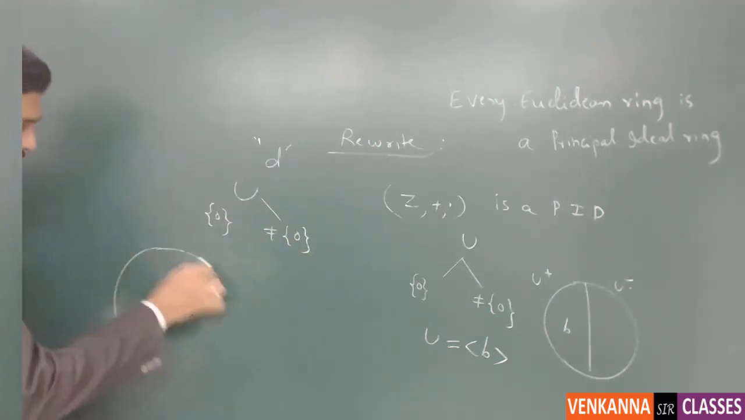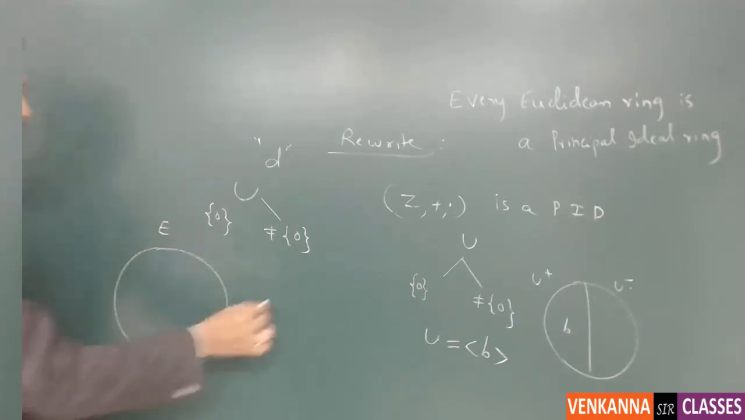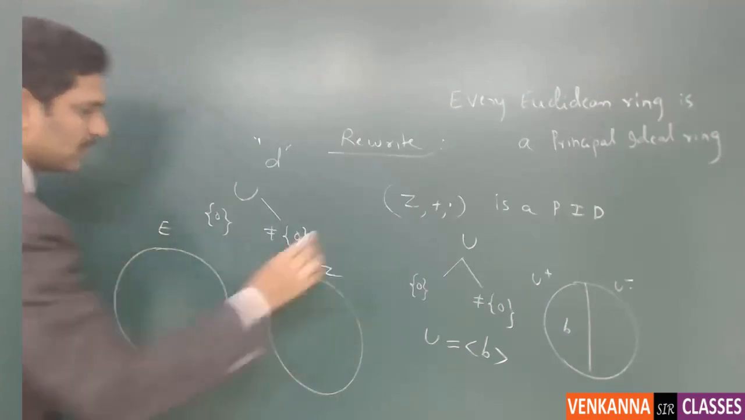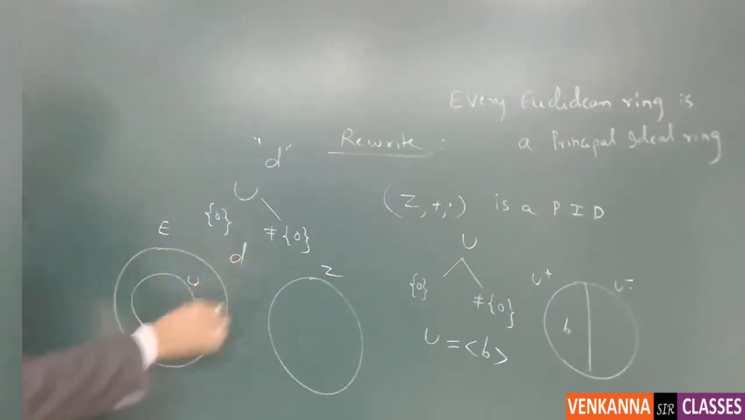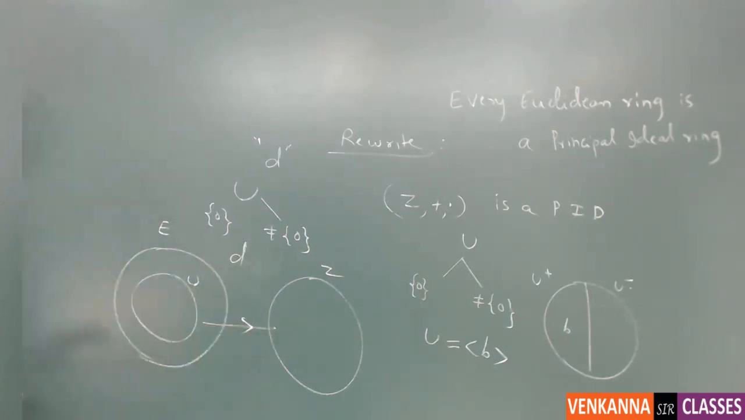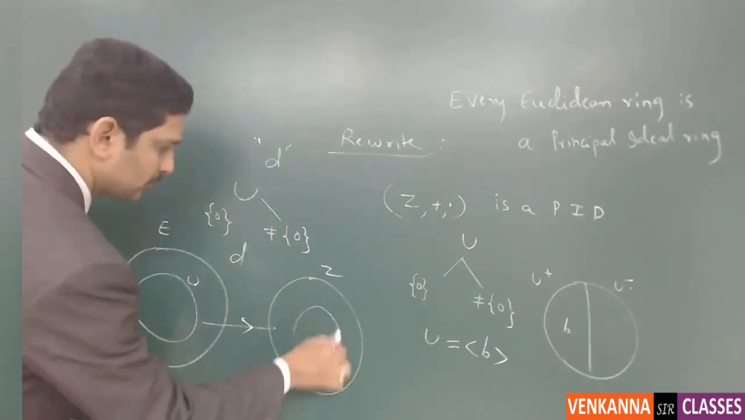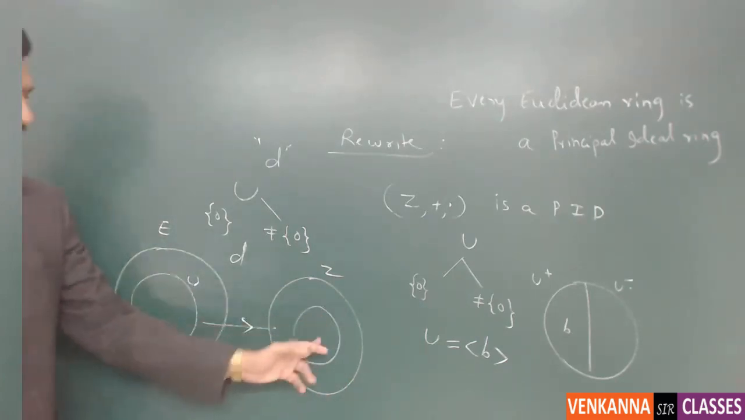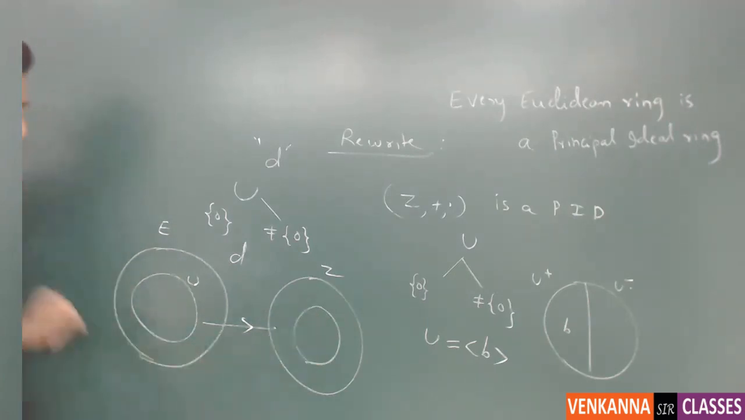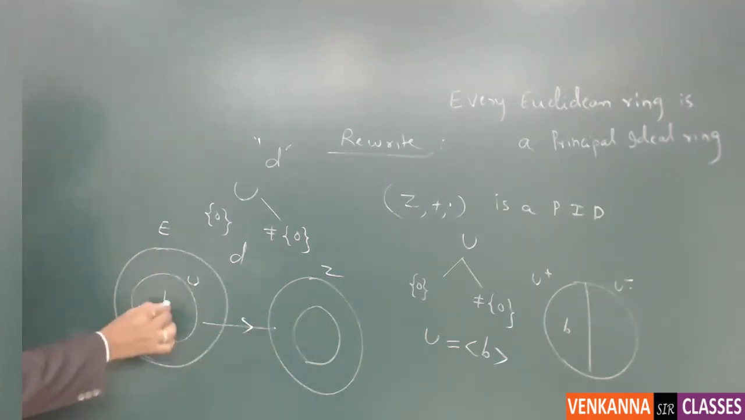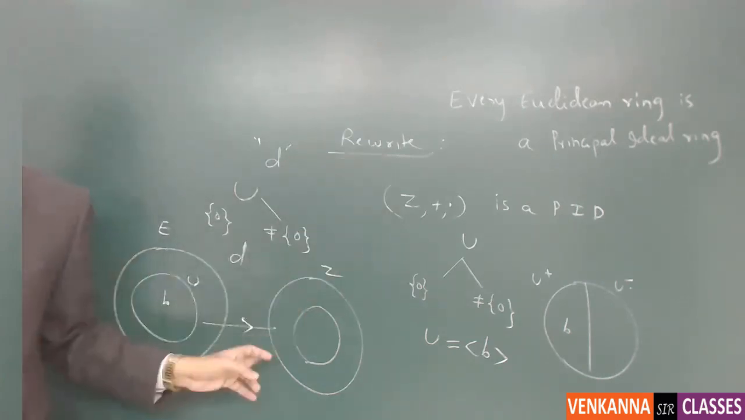if you take a Euclidean ring E, and take an ideal U, since D is a function here, all the images of U will be here. Since these are integers, you will get a smallest integer here. So you will get a corresponding element, say this is B. So U is generated by B. The same steps we rewrite here.